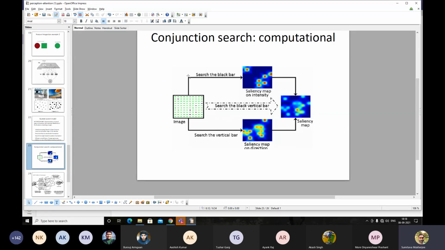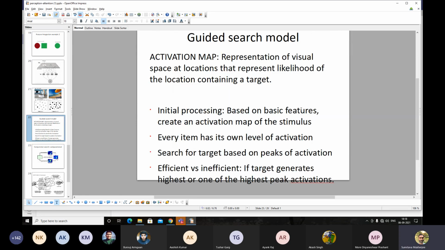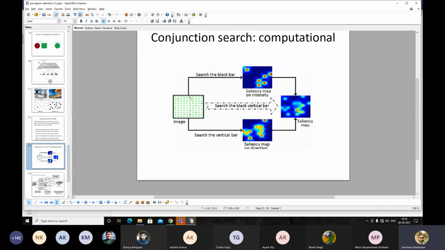So here's the algorithm. Number one, you look at basic features and create an activation map of the stimulus. Two basic features: one is black, second is vertical. So first, I search for the black bar. Wherever there is a black bar, it has higher activation. So the saliency map, which is an intensity map, codes where in this map one of the properties that I'm searching for exists.